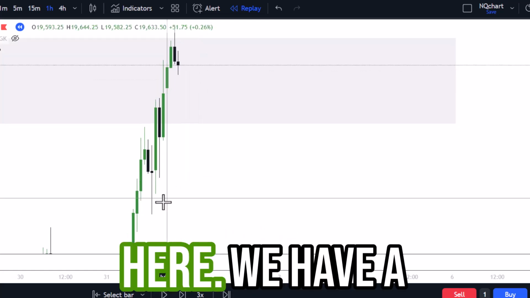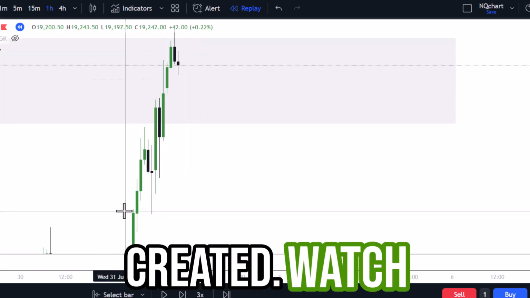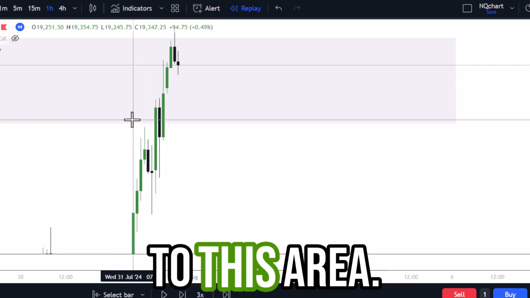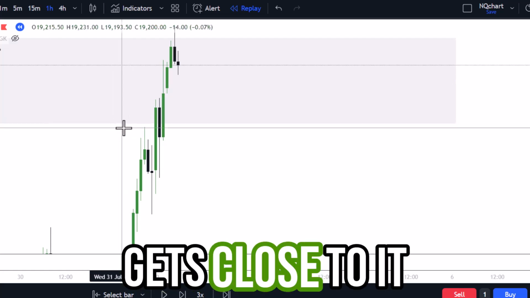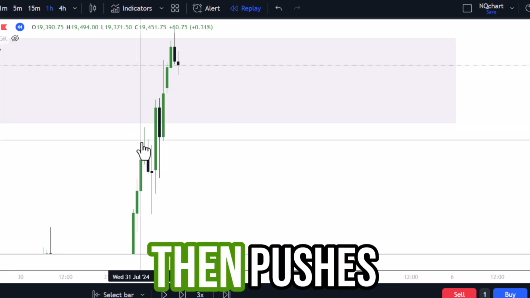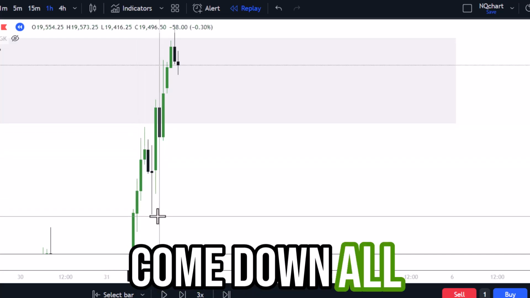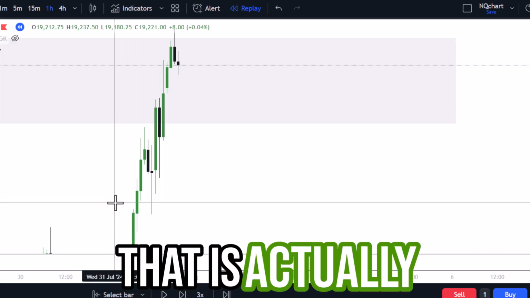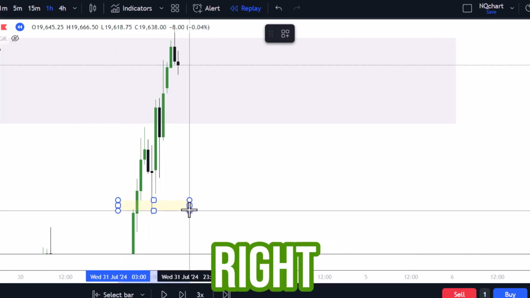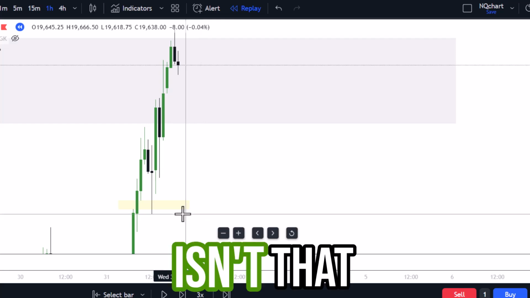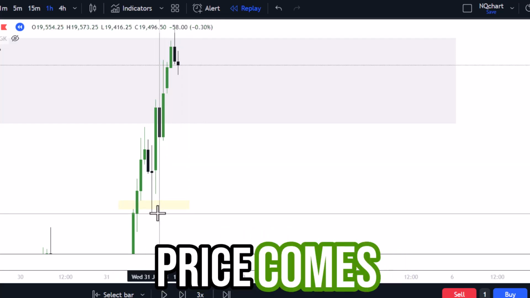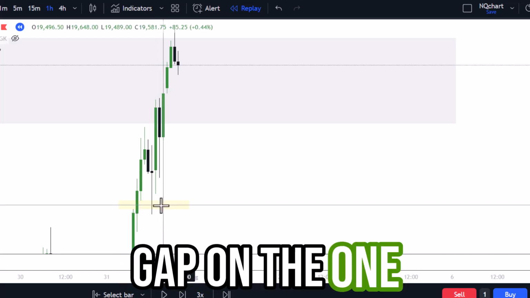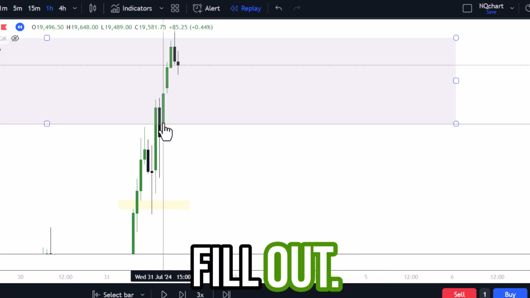So we see a few things here. We have a significant low created. Watch the story that price is telling us. So price is bullish, right? And it gets up to this area, this gap. It gets close to it and it respects it, right? And then pushes down, and we come down all the way here, a significant low. Notice this is a significant low that is actually a fair value gap right here. Isn't that interesting? So price comes here, pushes, and is not able to close beyond this fair value gap on the 1-hour, and it continues to fill out.